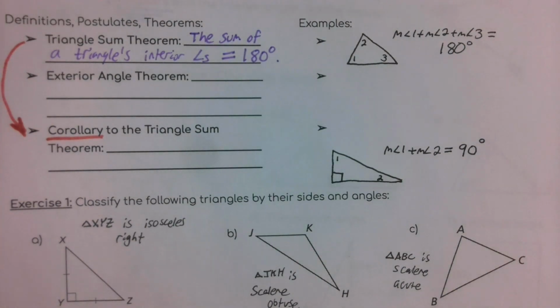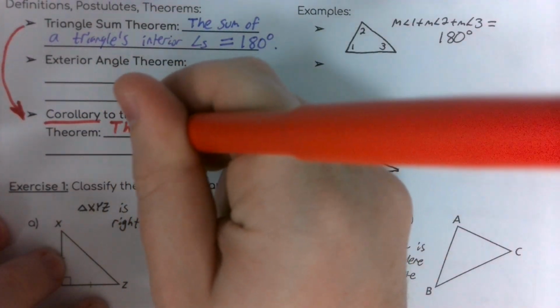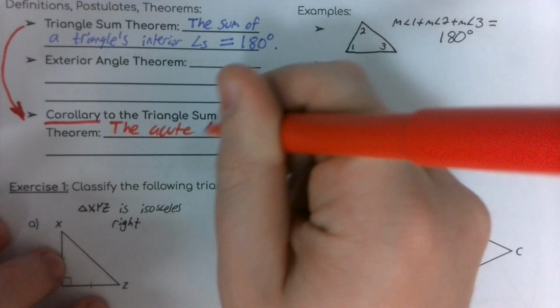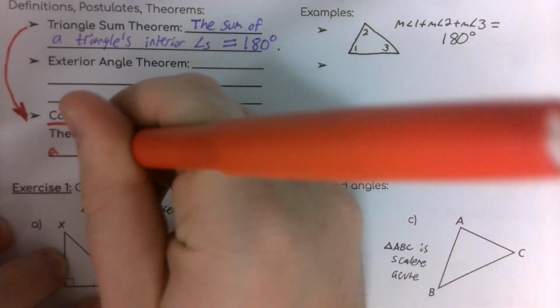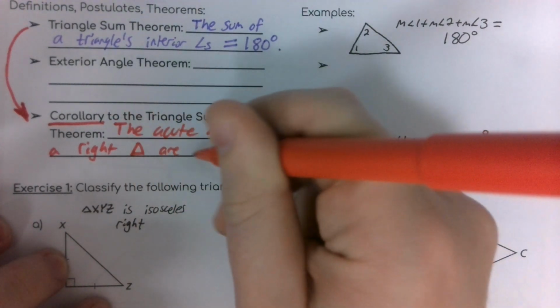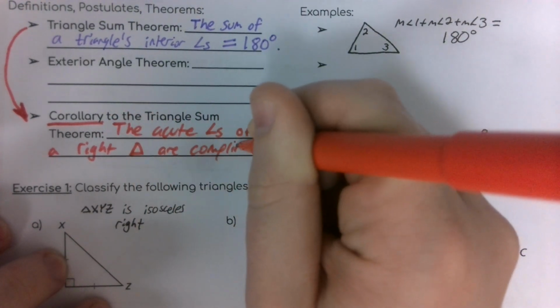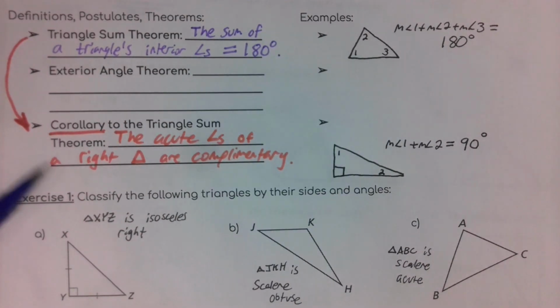With that, we have enough information to write a corollary. So the corollary to the triangle sum theorem is the acute angles of a right triangle are complementary, or add up to 90 degrees. Perfect.